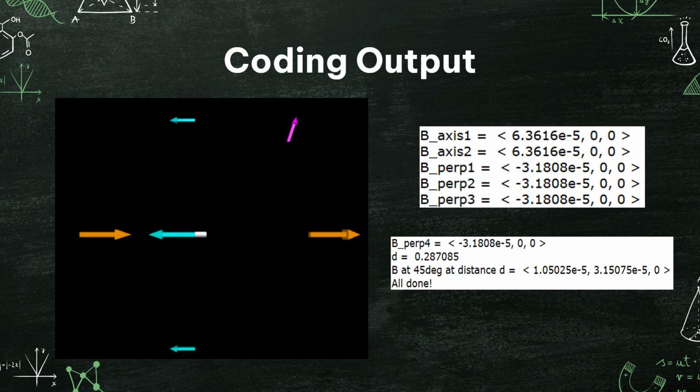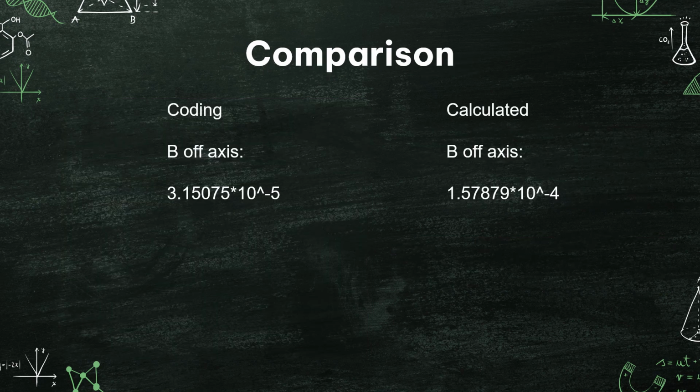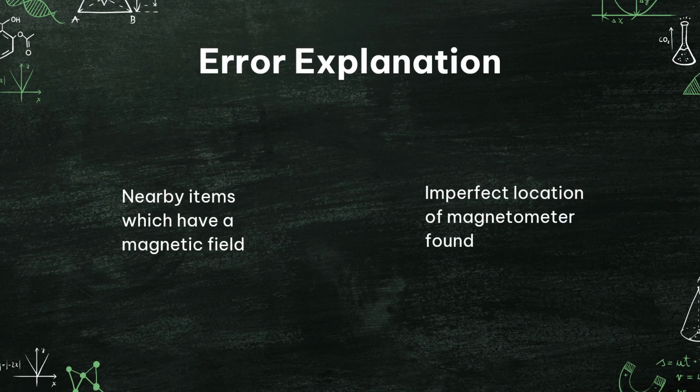Then you can see all the different magnetic field vectors pointing at different distances away. And then you can also see the numbers for these on the right side. Now here's a comparison of these two models, and they are slightly off, but you can see that they are relatively close, meaning most of what I was doing was correct in both the calculations in the experiment and the computational model.